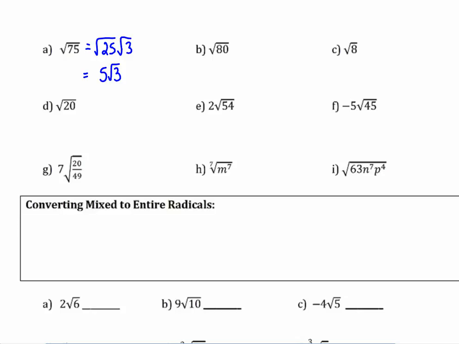Okay, 80. 4 will go into 80. Is there a larger perfect square that goes into 80? 16? Check. Does 16 go into 80? Yeah, how many times? 5. So we can write 16 times 5, or root 16 times root 5. And then we actually square root the perfect square. Does this look familiar? Yes, hopefully. If not, time to get familiar again. 4 root 5. All right, you try C and D.